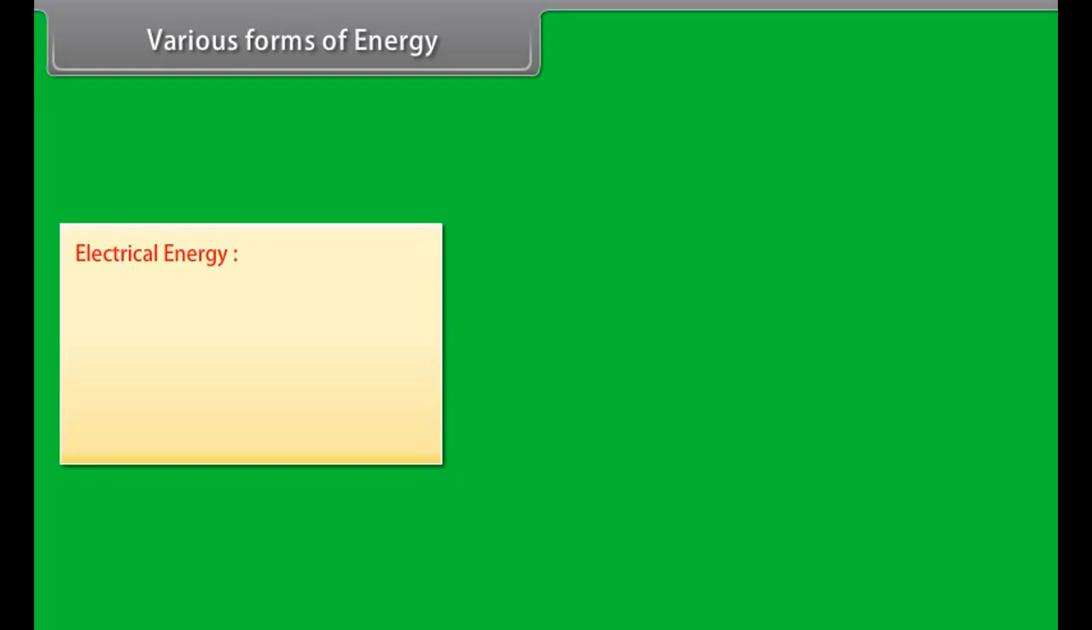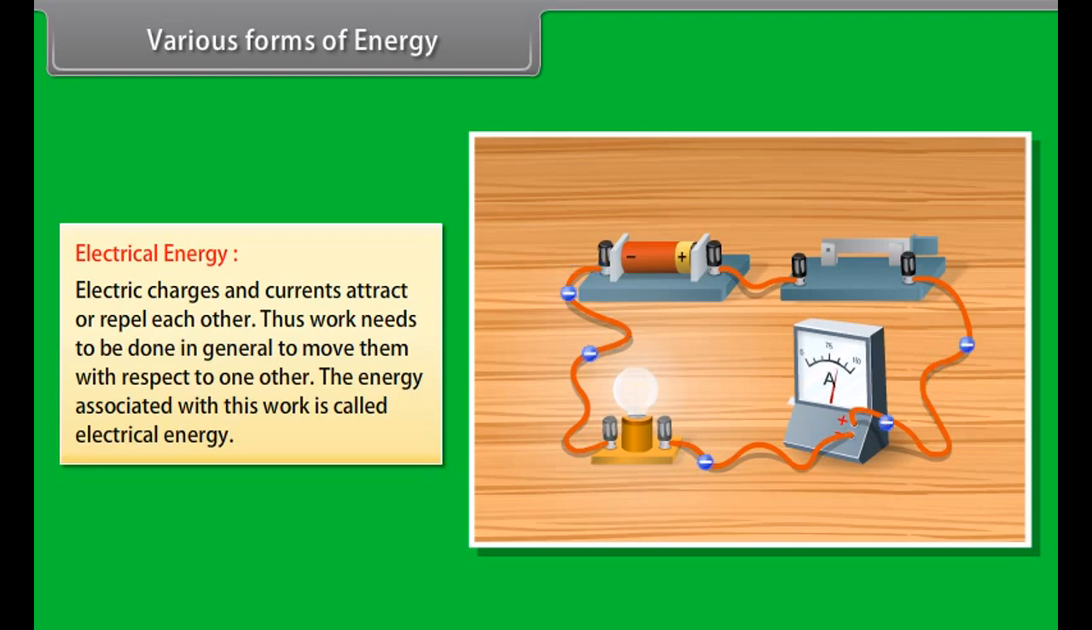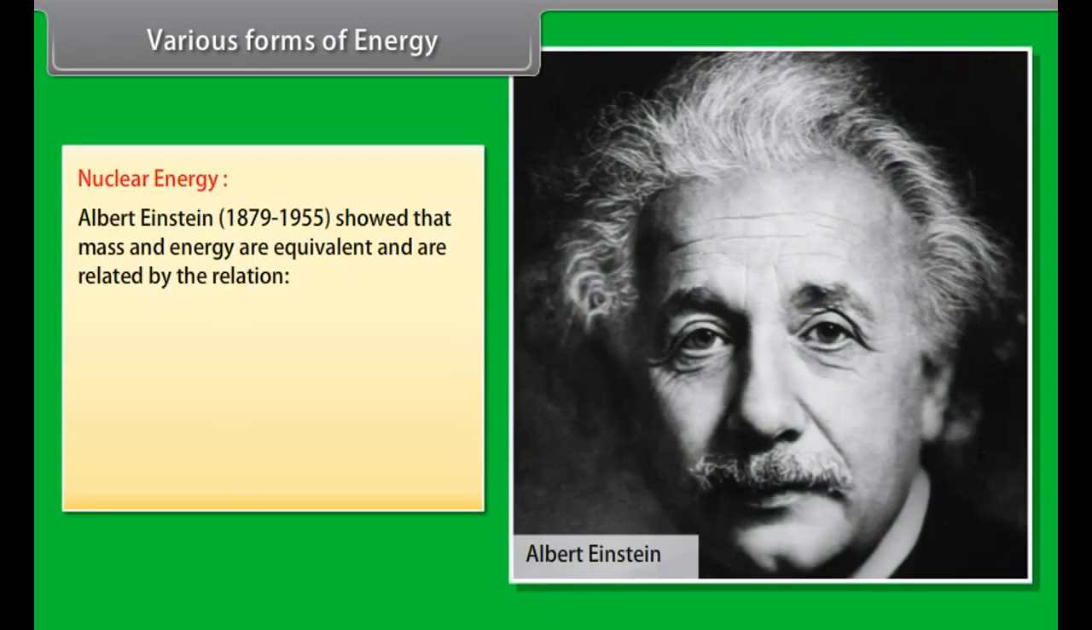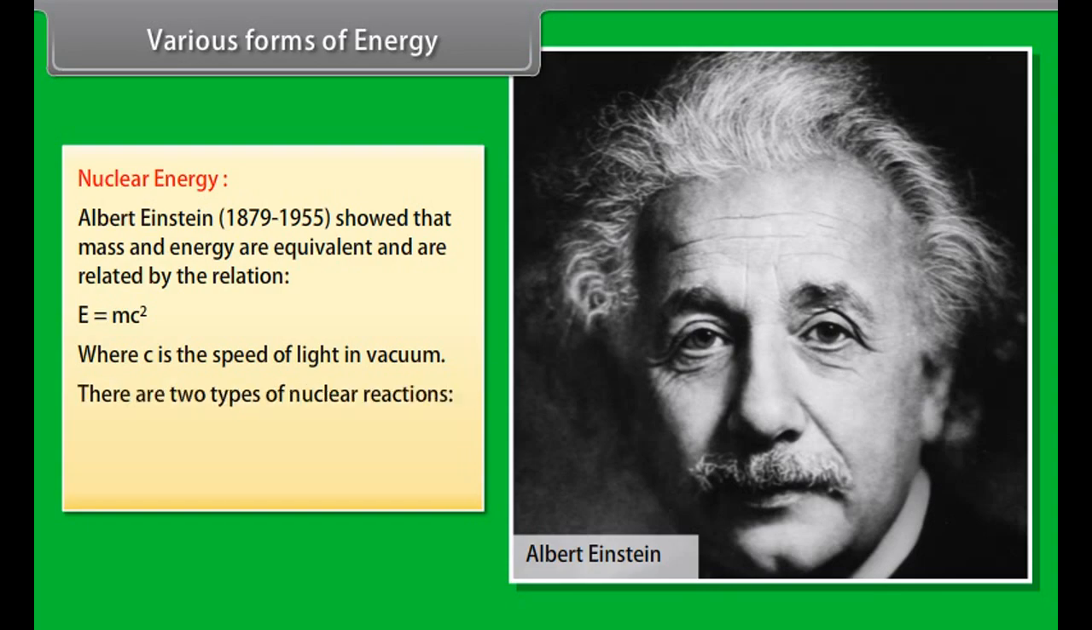Electrical energy. Electric charges and currents attract or repel each other. Thus, work needs to be done in general to move them with respect to one another. The energy associated with this work is called electrical energy. Nuclear energy. Albert Einstein, 1879 to 1955, showed that mass and energy are equivalent and are related by the relation E is equal to mc square, where c is the speed of light in vacuum. There are two types of nuclear reactions. They are nuclear fusion and nuclear fission reactions.